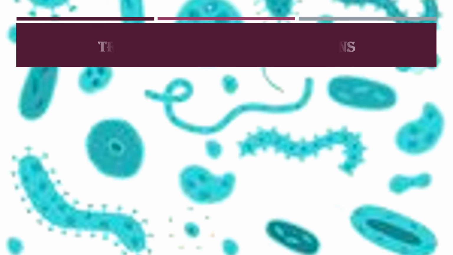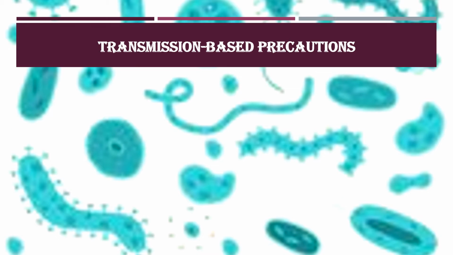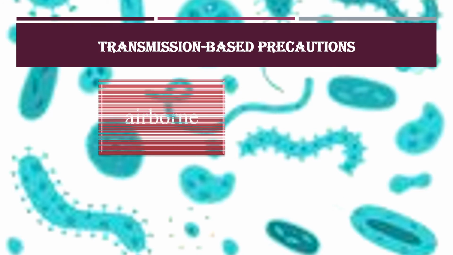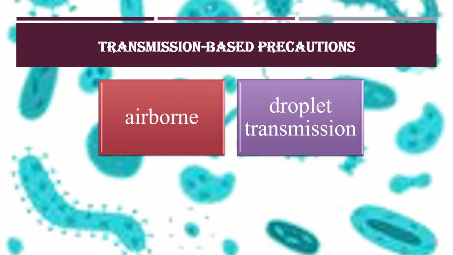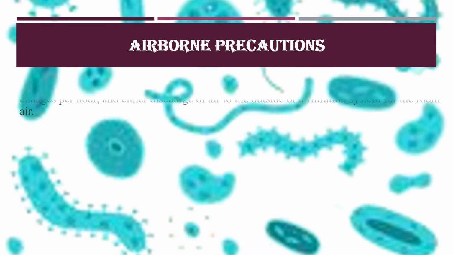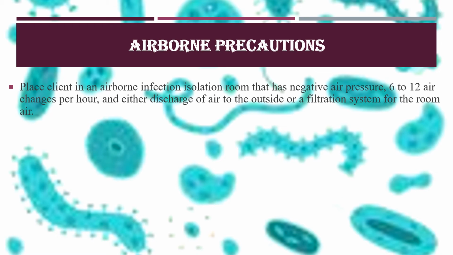The transmission-based precautions are used in addition to these standard precautions in the case of airborne, droplet, or contact transmission. Airborne precautions. It is used along with the standard precautions. Place the client in an airborne infection isolation room that has negative pressure, 6 to 12 air changes per hour, and either discharge of air to the outside or a filtration system for the room air.